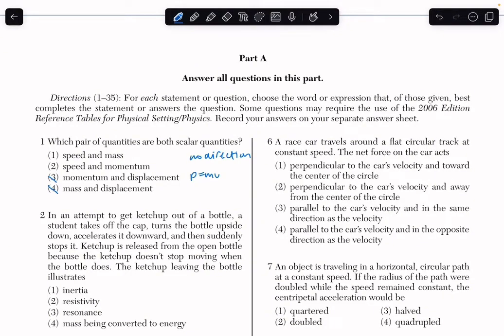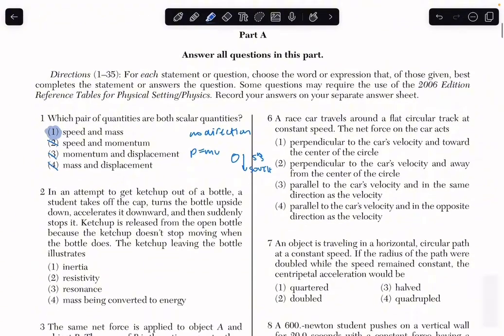The velocity is a vector quantity because if you're moving 5 meters per second, you have to move in a certain direction. You're going 5 meters per second down. If you drop a ball and the ball starts going downwards, it's going 5 meters per second south, right? So that's how we know that's incorrect. So that's why it's number 1, because speed and mass are both scalar, while momentum, displacement, all of these things, those are all vectors.